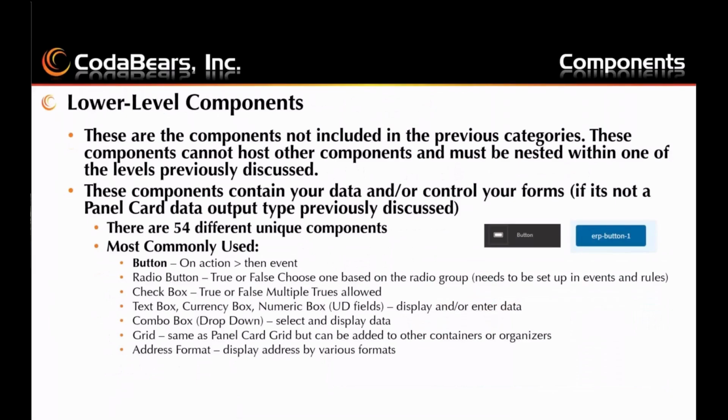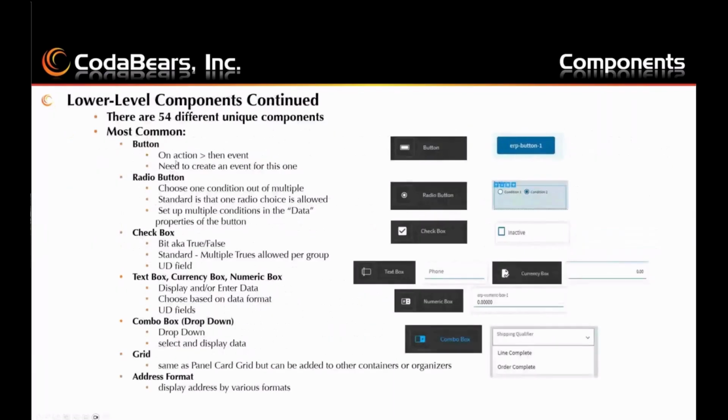So lower level components are going to be essentially where your data is. So it's going to be your reads and writes of your data. There's 54 different components, so we're not going to go over all of them, but we're going to go over at least the most commonly used. So let's go over the most common ones that are typically used. So there's buttons, radio buttons, checkboxes, text box, combo box, grid, and address format.